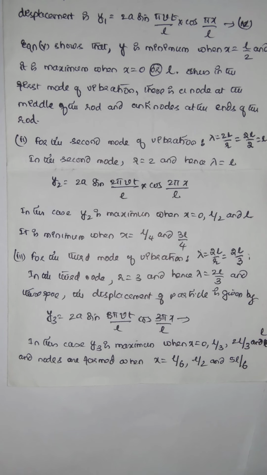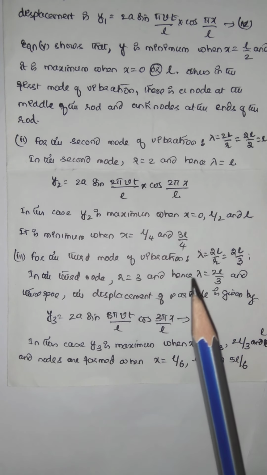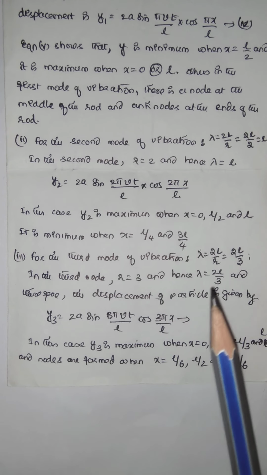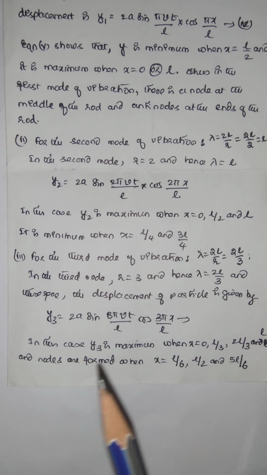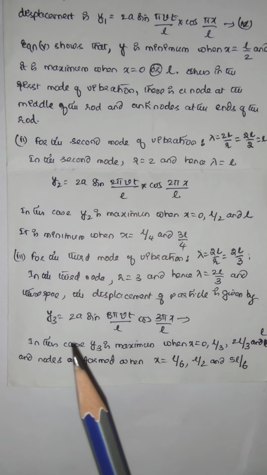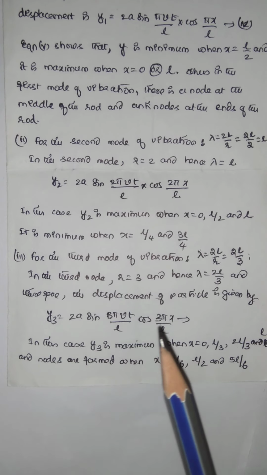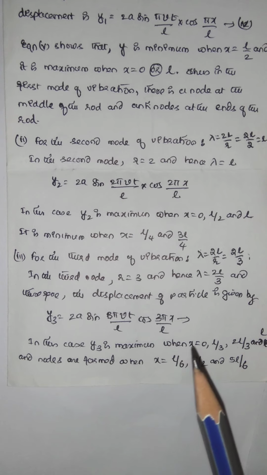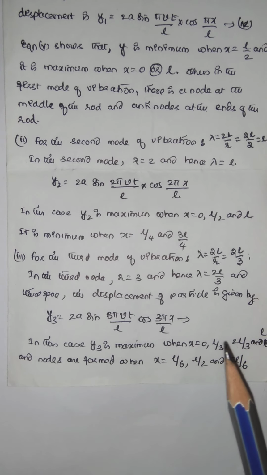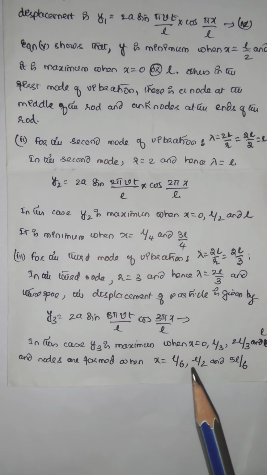For the third mode of vibration, r is equal to 3. Lambda is equal to 2l by r, which is 2l by 3. Therefore, the displacement of the particle is given by y3 equal to 2A sin(3πvt/l) into cos(3πx/l). In this case, y3 is maximum when x is equal to 0, l/3, 2l/3 and l, and nodes are formed when x is equal to l/6, l/2 and 5l/6.